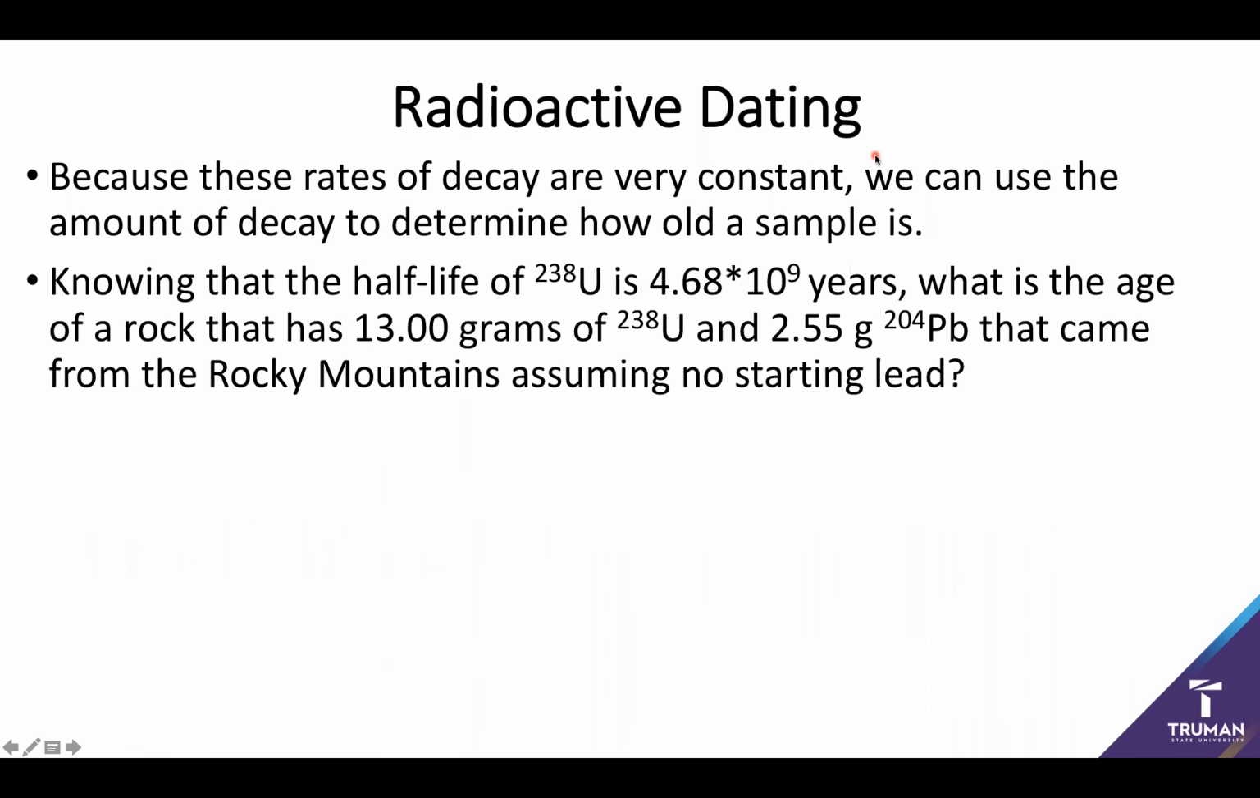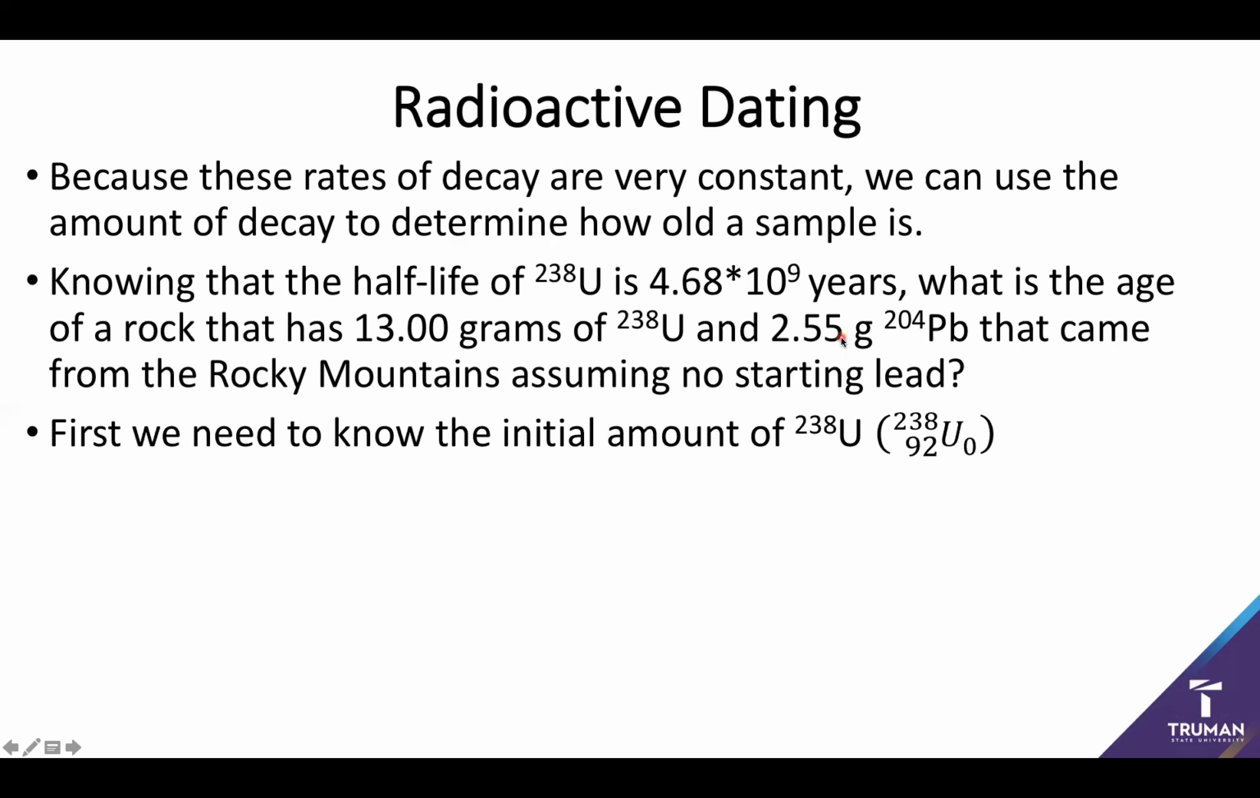So let's go ahead and use some real data. Assuming we found a rock from the Rockies that is known to be rich in uranium ore, I find that the amount of uranium-238 in a given amount of ore is about 13 grams, and that I've got about 2.55 grams of lead. Assuming I've already removed the amount of lead that would be present due to natural abundance, and that all of this lead came from the uranium cascade, what would be the age of this rock?